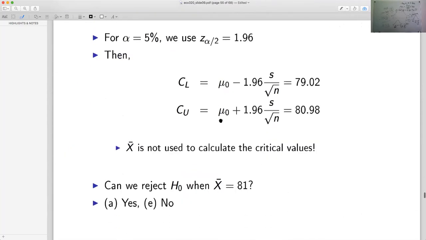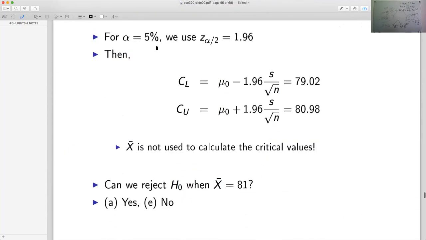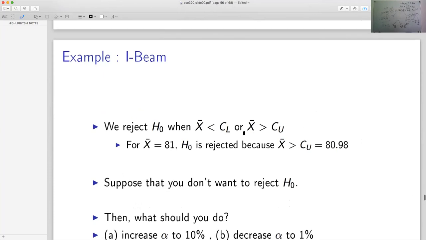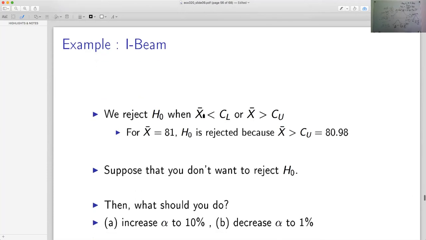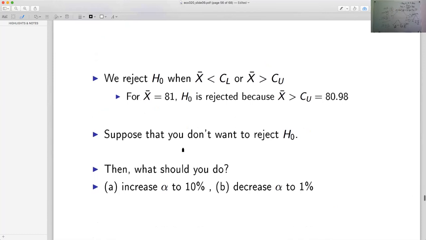But for the critical value, every time you want to do 5%, 10%, and 1%, you have to do this again. So that is cumbersome. We reject the null hypothesis when x bar is less than that or greater than that. So this is a rejection rule.